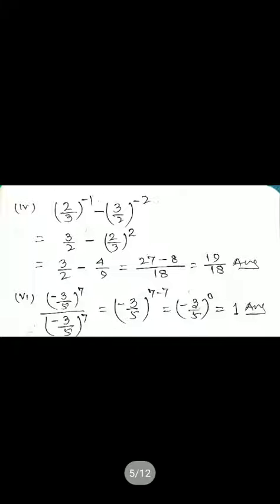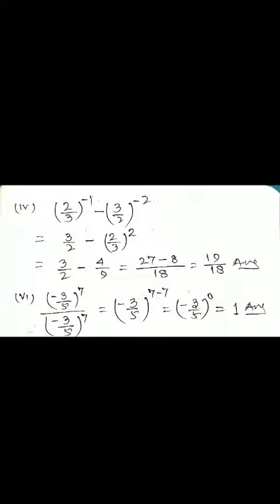Now question number 4, express the following in the exponential form. 2.5 raised to the power 4 divided by 1 by 2.5 whole squared equals 2.5 raised to the power 4 divided by 2.5 raised to the power minus 2 equals 2.5 raised to the power 4 minus bracket minus 2 equals 2.5 raised to the power 6.